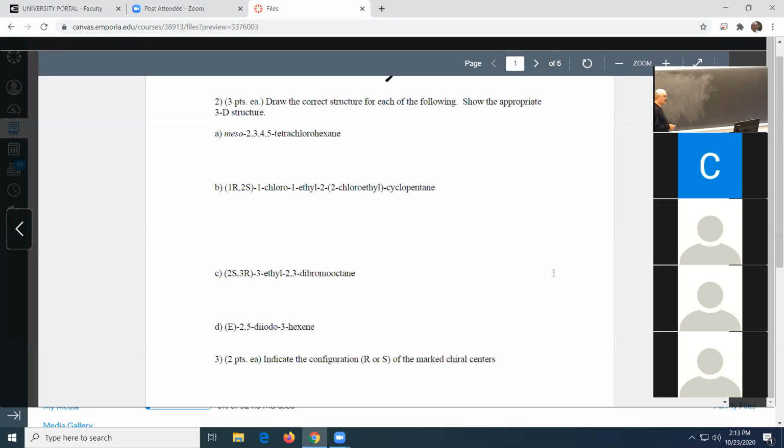Okay, we have meso-2,3,4,5-tetrachlorohexane. Okay, a good way to show this would be a Fischer projection. 2,3,4,5-tetrachloro.